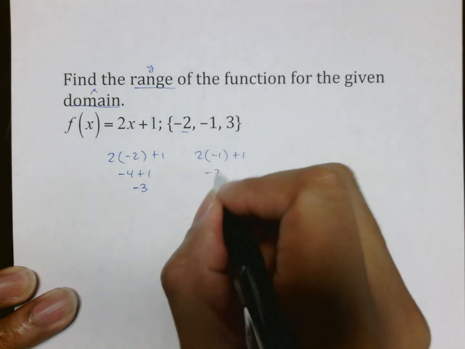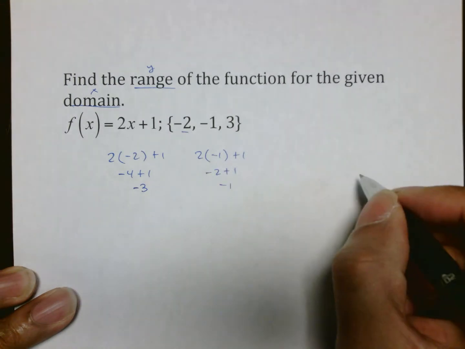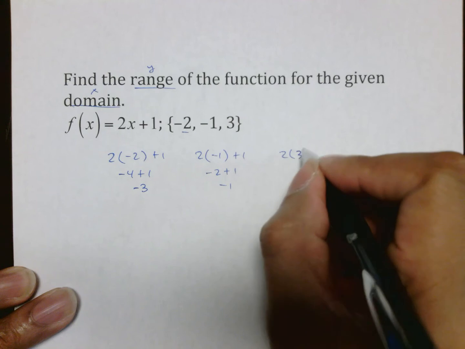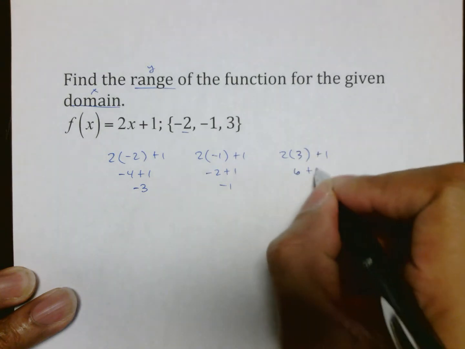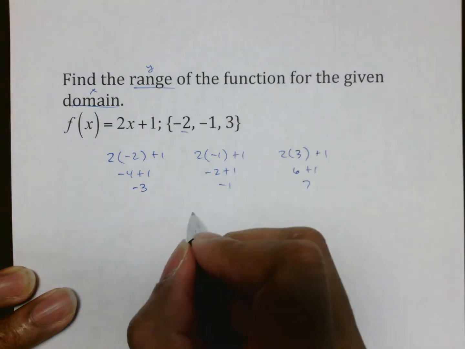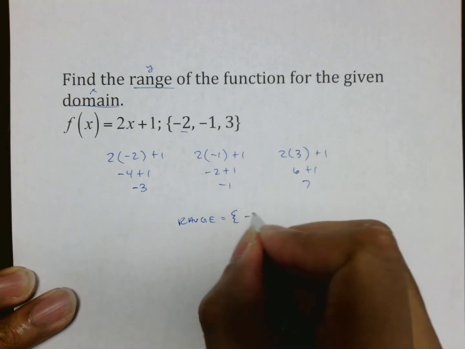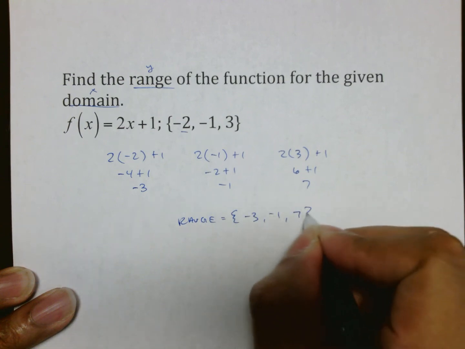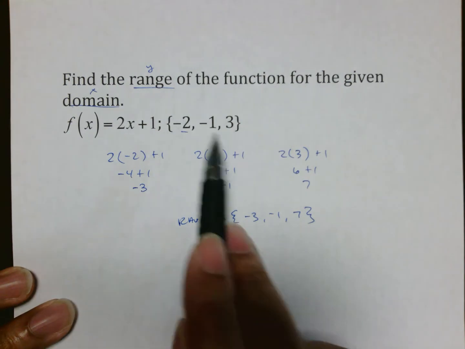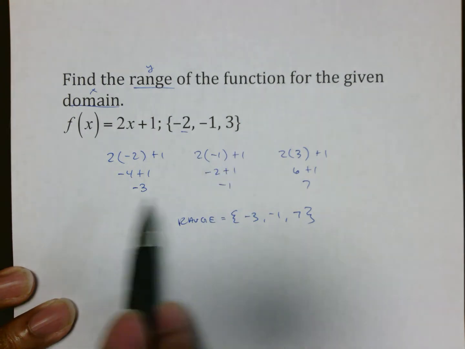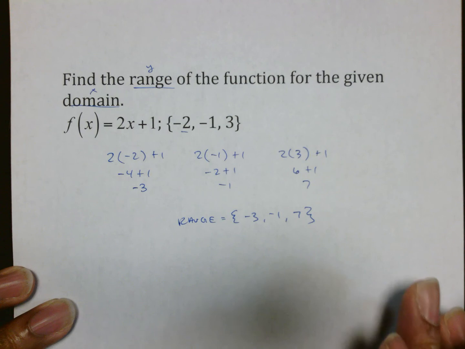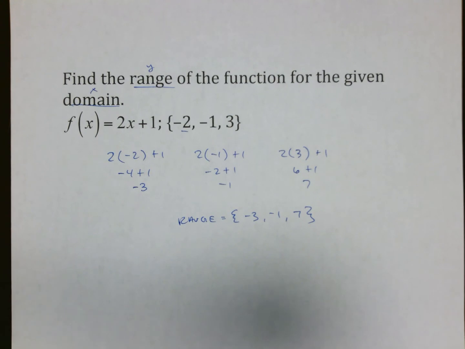That becomes negative 2 plus 1, which is negative 1. And then you do 2 times 3 plus 1, which is 6 plus 1, or 7. And so your range would be negative 3, negative 1, 7. In other words, they are giving me 3 numbers to plug in. They want to know what numbers come out, and that's really all it is. Alright. So again, that's another question you're definitely going to see on your test on Friday, so make sure you're ready for it.